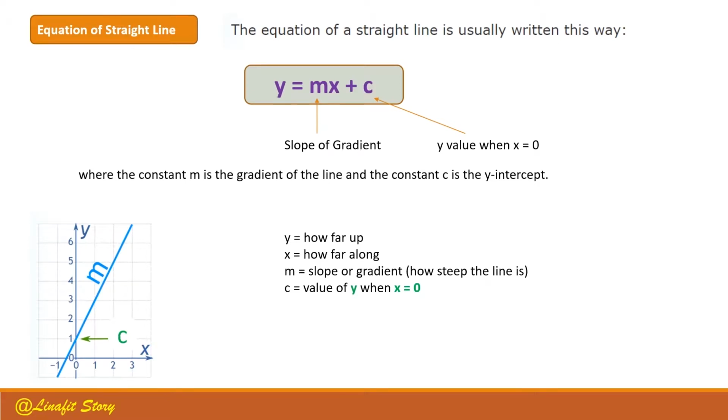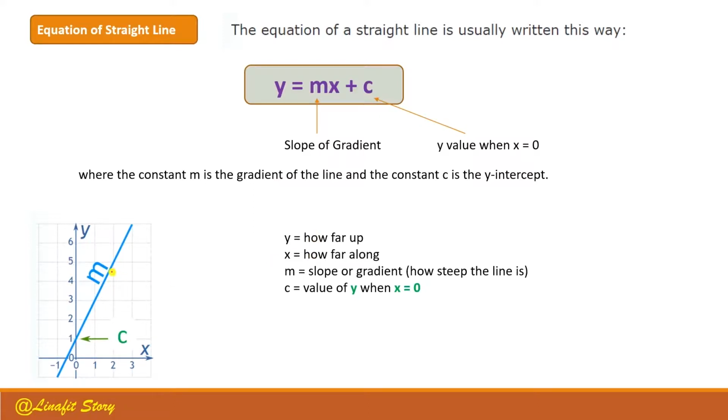Equation of straight line. The equation of a straight line is usually written this way. y is equal to mx plus c. m is the slope or gradient, and c is the y value when x is equal to 0, where the constant m is the gradient of the line and the constant c is the y-intercept. So, to get the gradient, m is how far up out of how far down.